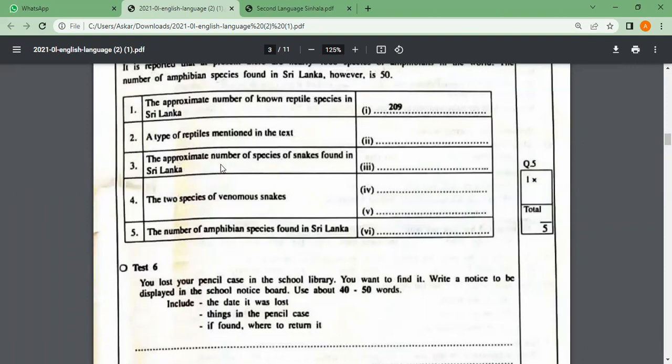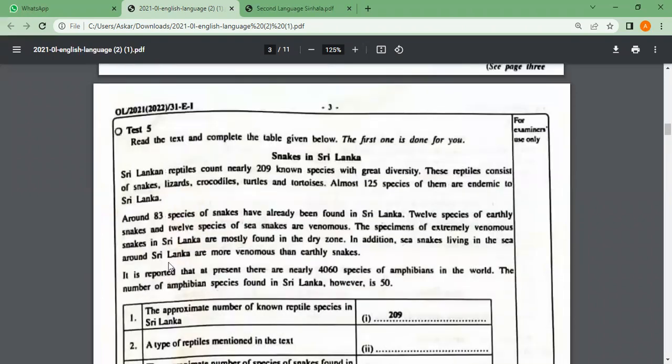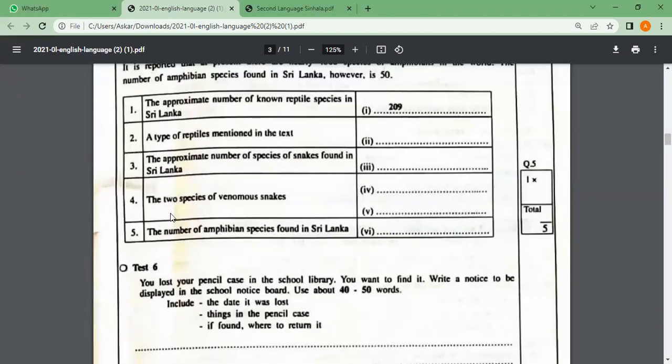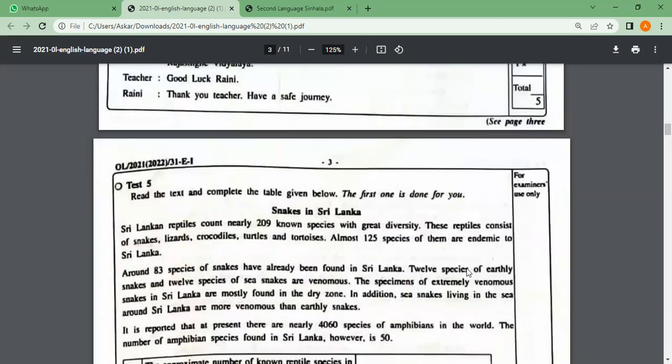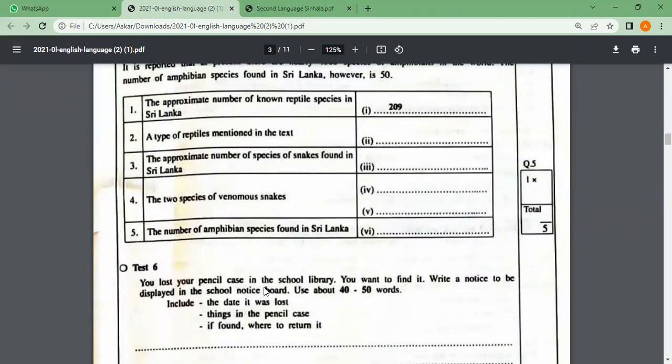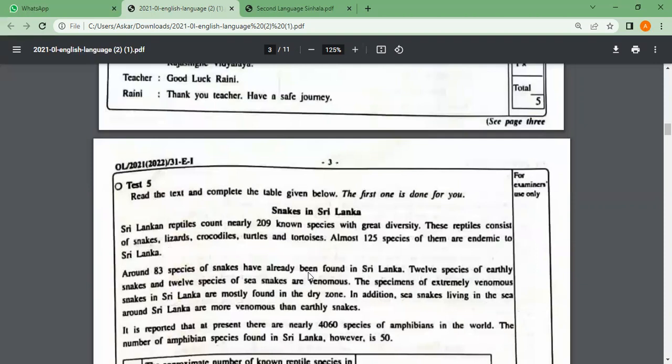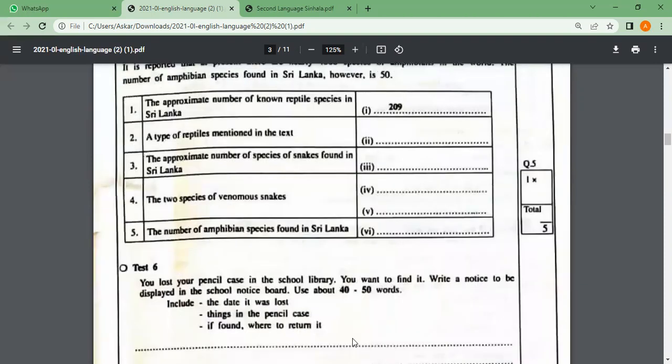So the approximate number of species of snakes found in Sri Lanka is 83. The venomous snakes are 12 species of earthly snakes and 12 species of sea snakes. So the number of amphibian species found in Sri Lanka is 50. So I will write it and we will.